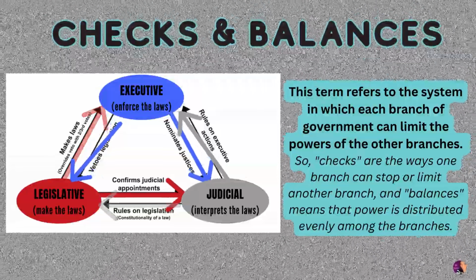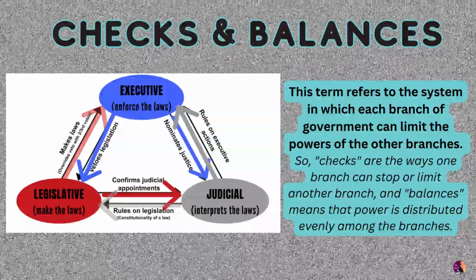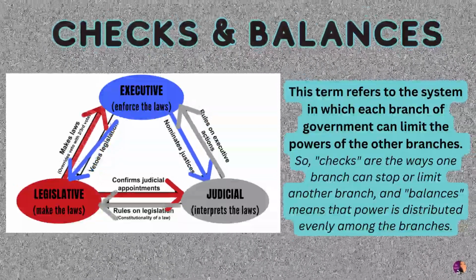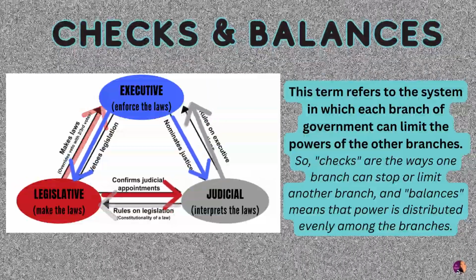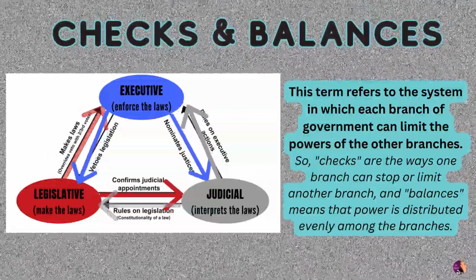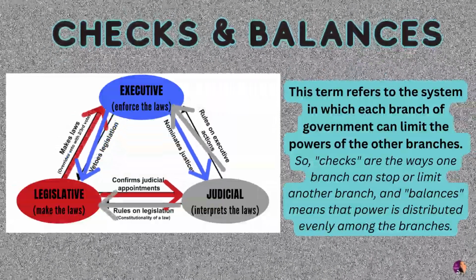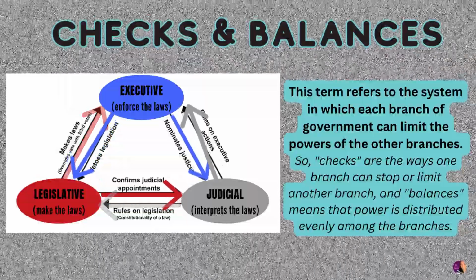Checks and balances. This term refers to the system in which each branch of government can limit the powers of the other branches. The answer is in the vocabulary term itself, checks and balances. So each branch checks and balances each other to make sure there's no abuse. So checks are the ways one branch can stop or limit another branch, and balances means that power is distributed evenly among the branches.